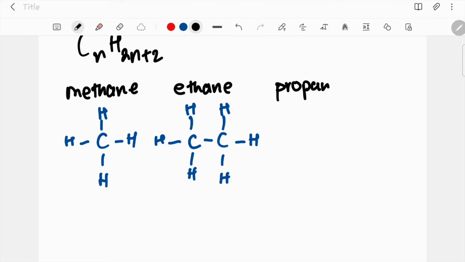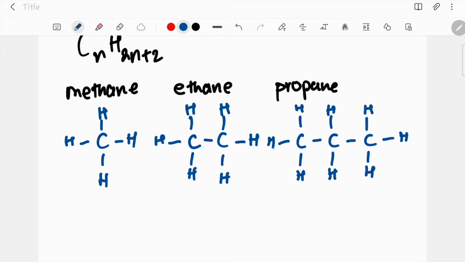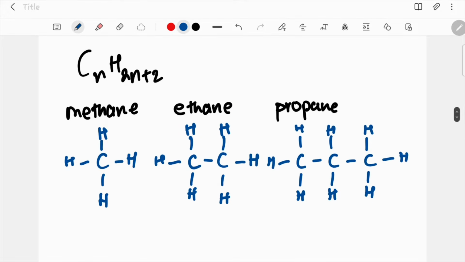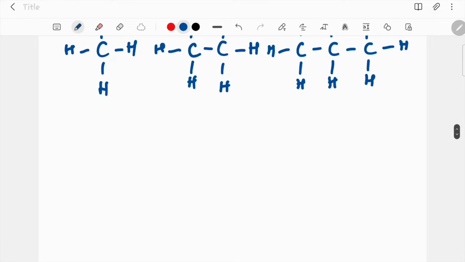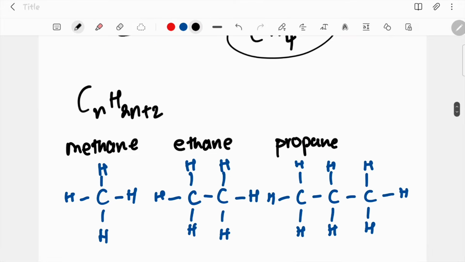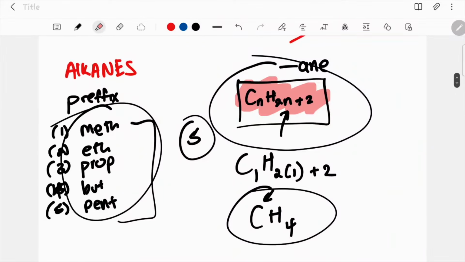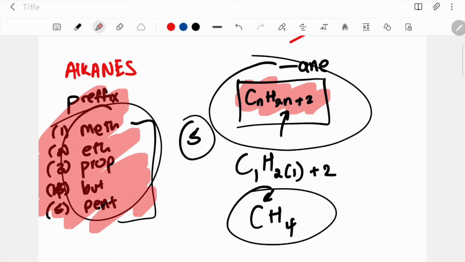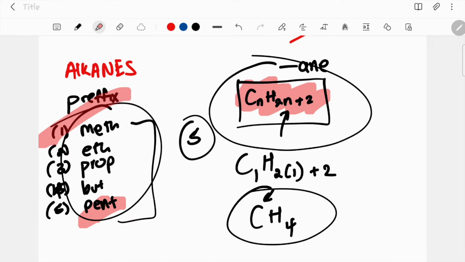Then propane. Propane has 3 carbons. If it has 3 carbons, always start off with the carbons, and then surround with hydrogen. Let's talk about butane. Butane has 4 carbons. How do I know how many carbons it has? This part of the name tells me. If it's pentane, it has 5 carbons. If it's methane, it has 1. This is just the number of carbons. As you go down the group, the carbons increase.